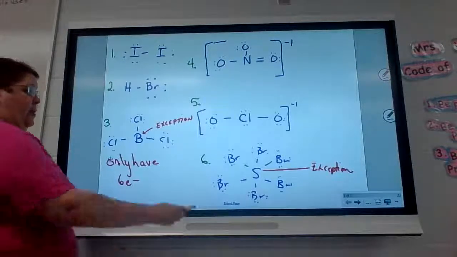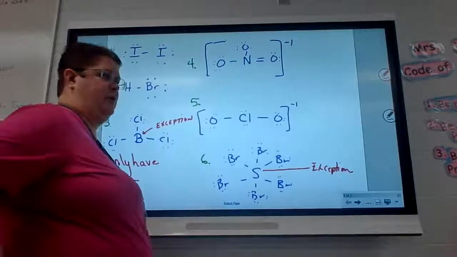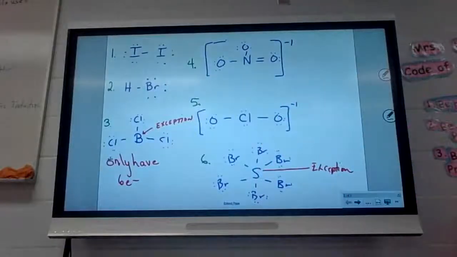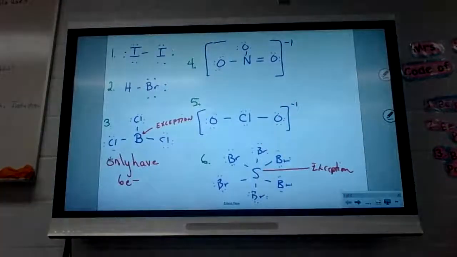Now, this one shouldn't have been hard for you to draw because I drew some the other day where I had more than 4 around the atom. Check those and see if you have them right. If you don't, fix them if you want to.